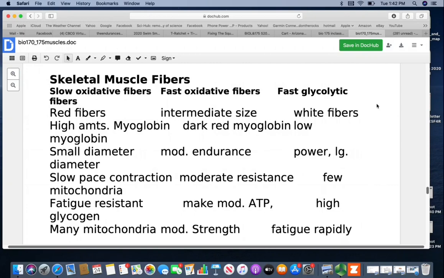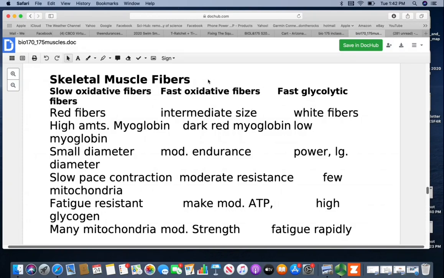At the other end of the spectrum, you have the fast glycolytic. So these are going to be white fibers because they have relatively low amounts of myoglobin. They're large diameter because they need to store a lot of glycogen, but they are going to be powerful muscles. They have few mitochondria because they're not even doing that type of metabolism, but they will fatigue very quickly.